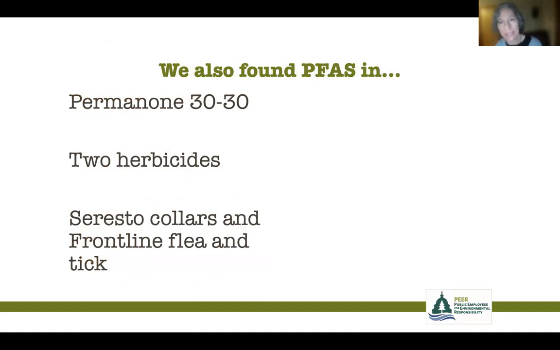So we did some more testing. We tested with the Maryland Pesticide Education Network, and we tested Permanone 3030. And disturbingly, we found a lot of PFAS in that one. We also found it in 2 herbicides that are sold over the counter at your local Home Depot or Lowe's or Ace Hardware. And we found it in Seresto collars, which are problematic for other reasons, and also Frontline flea and tick products, so in pet products.